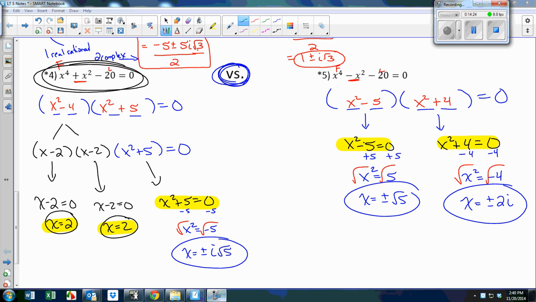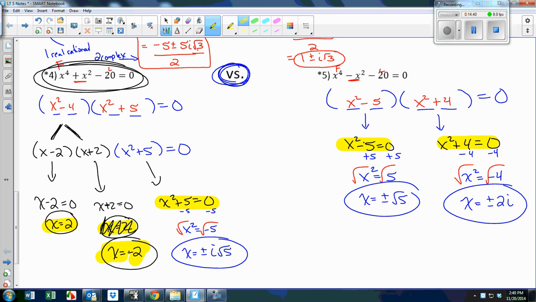I made a mistake way back here when I said it just jumping off the page at me. So that's x minus 2 times x plus 2. So that answer should have been x equals negative 2. Sorry about that. If that confused you earlier, well, it probably should have confused you because I was going too fast. But yeah, when we graphed this problem, we would have seen it crossing at 2 and negative 2, but we would not have seen it crossing at i square root of 5 because those answers are imaginary.